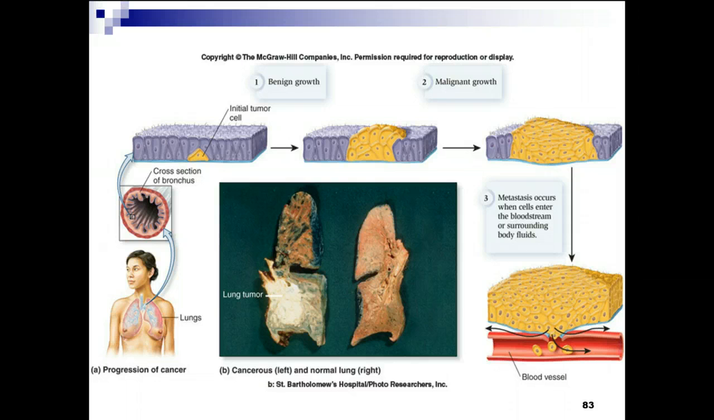This slide also shows a picture of a normal lung and a cancerous lung. Note the cancerous lung has a large tumor. Also, the cancerous lung is brownish and black. This lung was taken from a smoker.